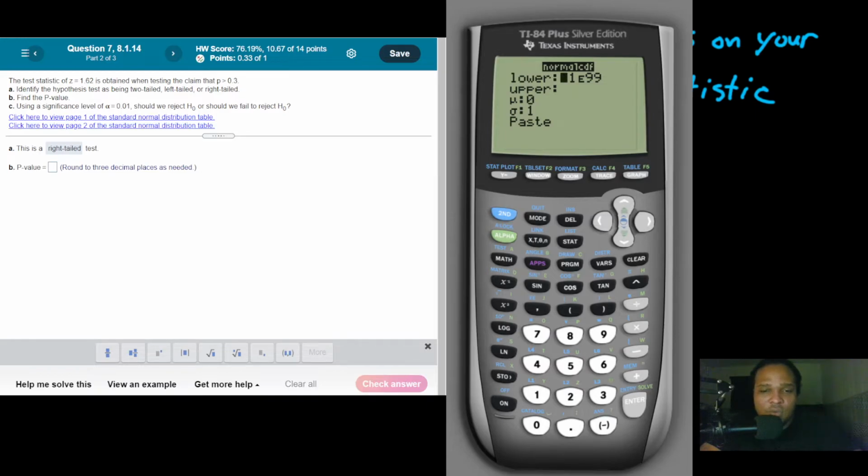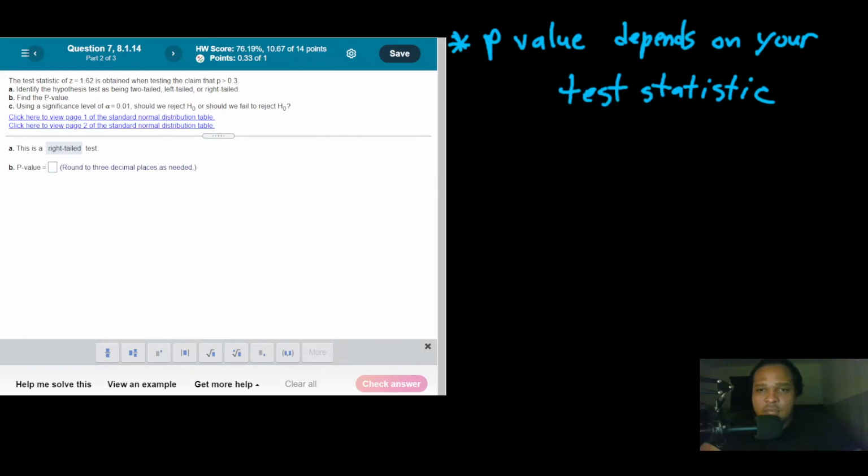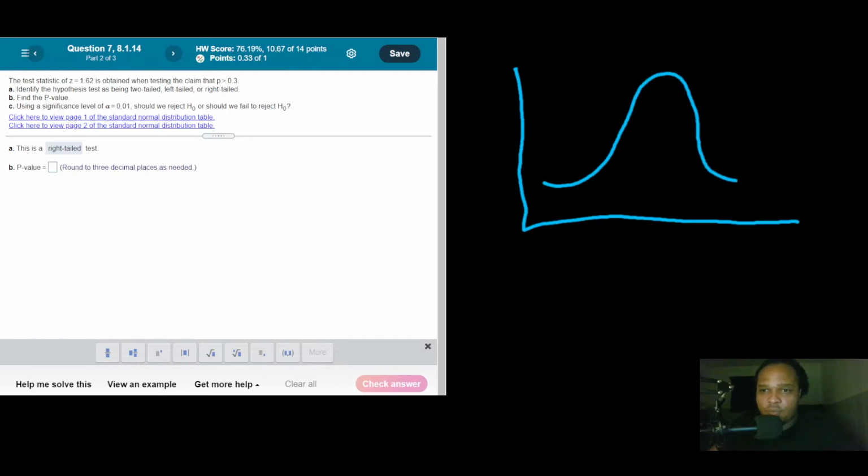Let's go back to, let me make the histogram for you guys so you can get an idea of what's going on here. Okay. So we know this is a right tail test, right? And you know we have a histogram like so. It says greater than, so this is right tail, and we have a shaded region over here, and it's like, what is this? That is your test statistic. Your test statistic here is going to be 1.62.